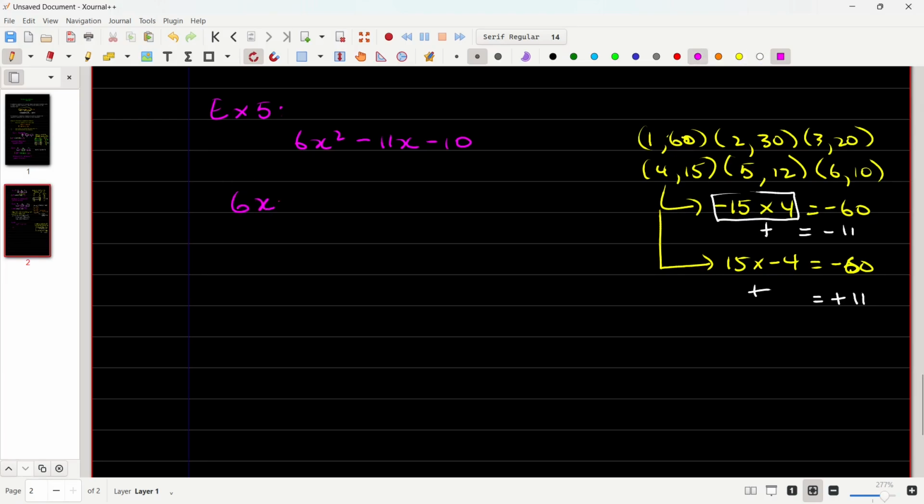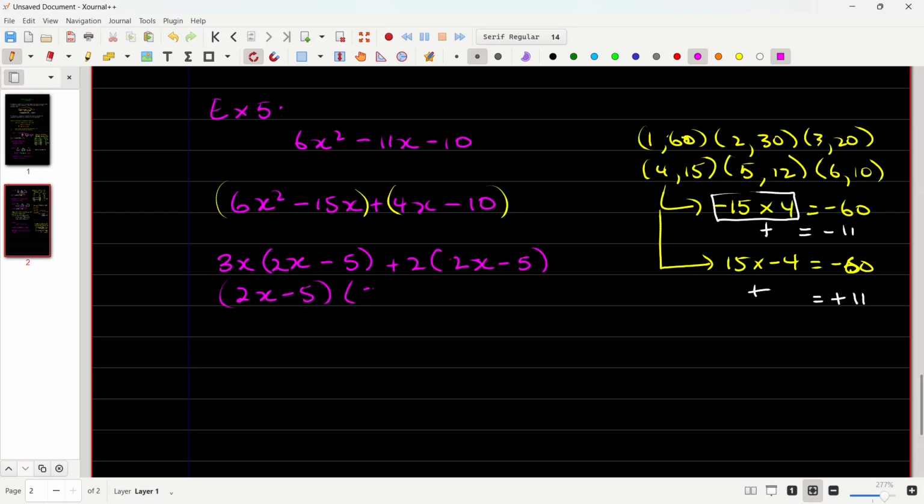So we have 6x squared minus 15x plus 4x minus 10. I'm going to group this pair here and this pair here. And I'm going to see that I have, let's see, 3x. Yeah, 3x is best. So 3x into x minus 5. And then we have 2 into 2x minus 5. So I will have 2x minus 5 and 3x plus 2. So this is the end of the quadratic factorization.